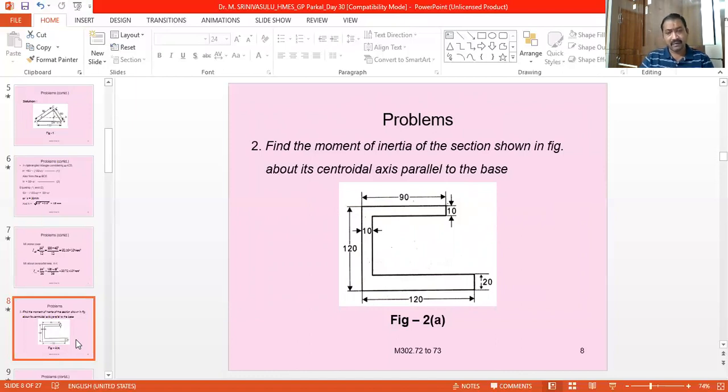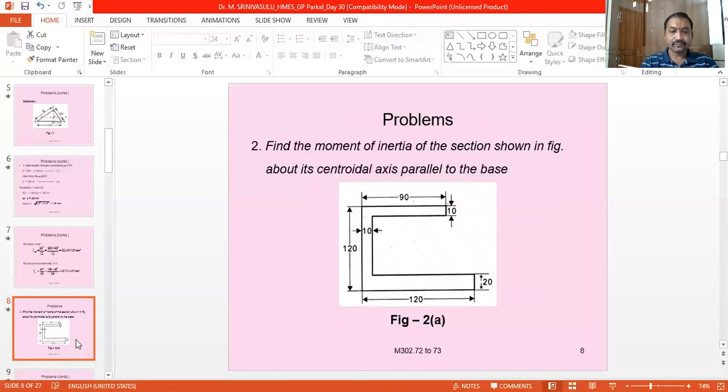Now we take down the figure first. Here the bottom flange has a length of 120 millimeters and a thickness of 20 mm, the top flange has a length of 90 mm and a thickness of 10 mm, and the web height is 120 mm and thickness is 10 mm.